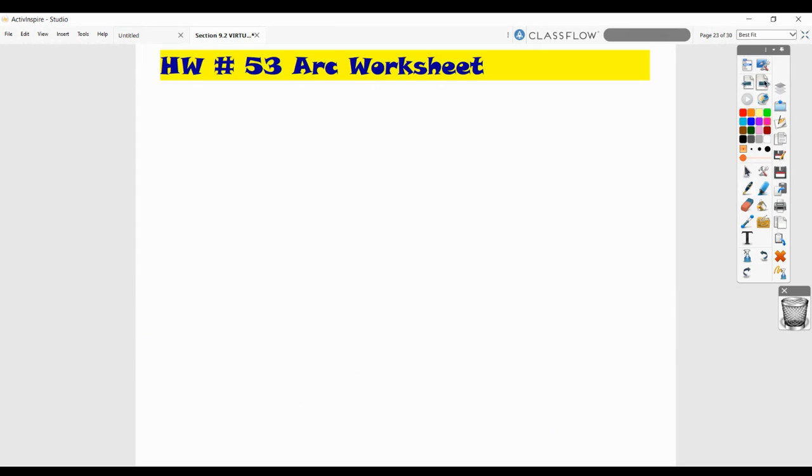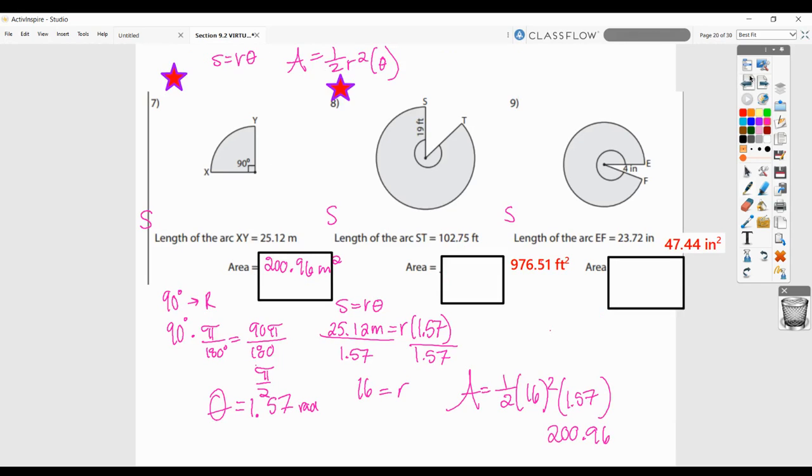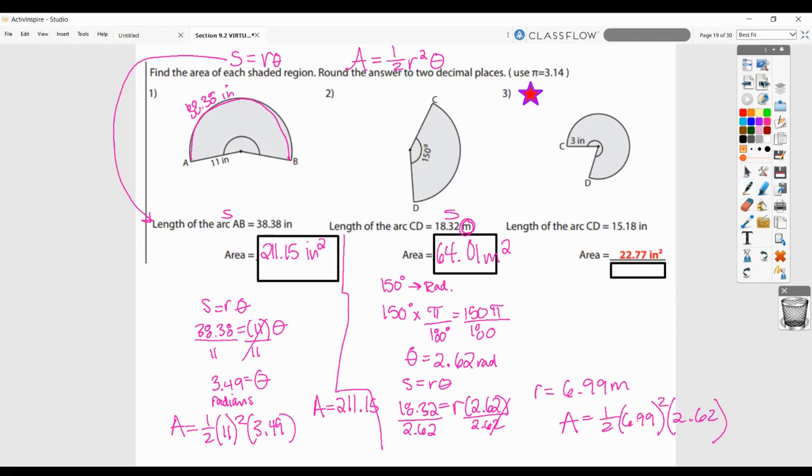Okay. So on Google Classroom, you are going to see a worksheet that has every little piece that I just went over, just different numbers. So let's just look back quickly. These are your two formulas. You just need to know how to use them. The crucial part is the theta that you plug into either of these has to be in radians, and that's what you did for homework last night.